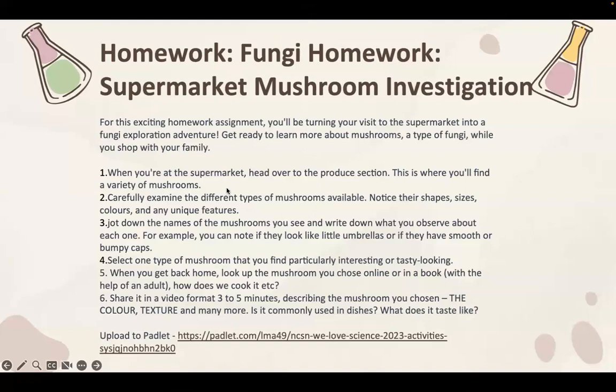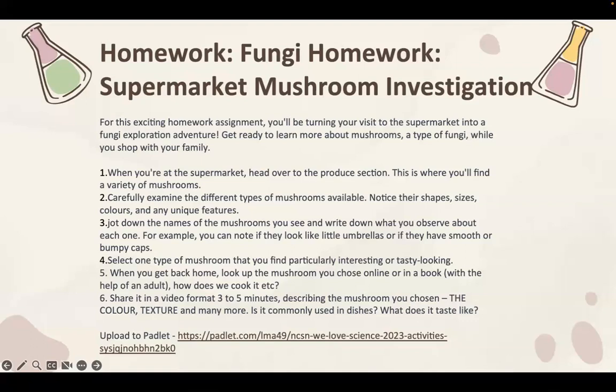When you are at a supermarket or market, head over to the produce section. This is where you find a variety of mushrooms. Carefully examine the different types of mushrooms available. Look at their shape, size, colors, and any unique features. Jot down the name of the mushroom you see and write down what you observe. For example, you can write that they look like umbrellas, or do they have a smooth or bumpy cap? Choose one type of mushroom that you find particularly interesting or tasty looking.